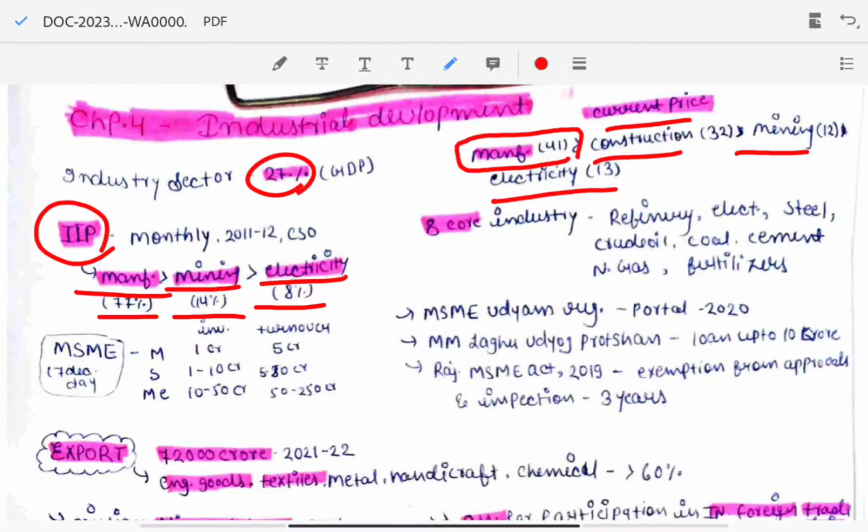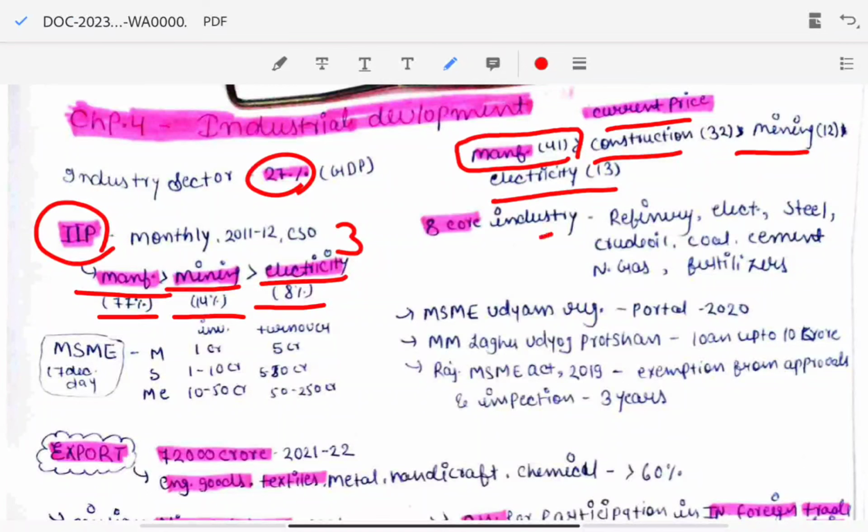So there can be a question like how many sectors are included in IIP for the measurement. So you can see that there are only three sectors, and then they can ask you about the weightages particularly.